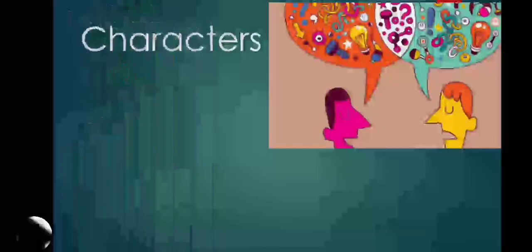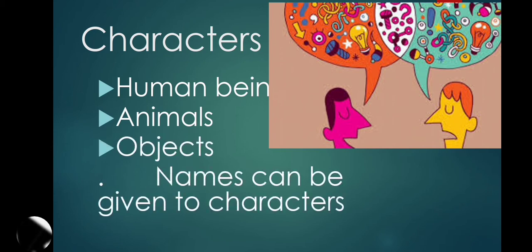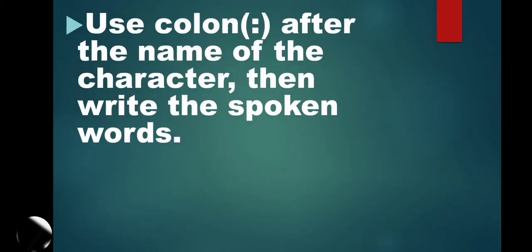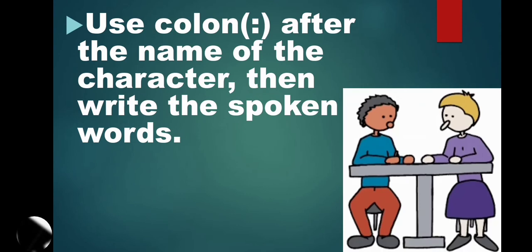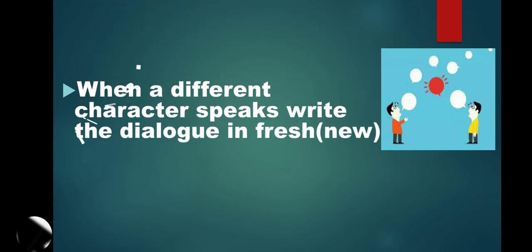The characters that can appear in your dialogue can be human beings, animals, objects, and you can also name the characters that appear. While you introduce the characters, use a colon. Place the colon after the character's name, then write the spoken words. When a different character speaks, that is, when a new character starts his dialogue, write the dialogue in the next line, that is, start it in a fresh line.